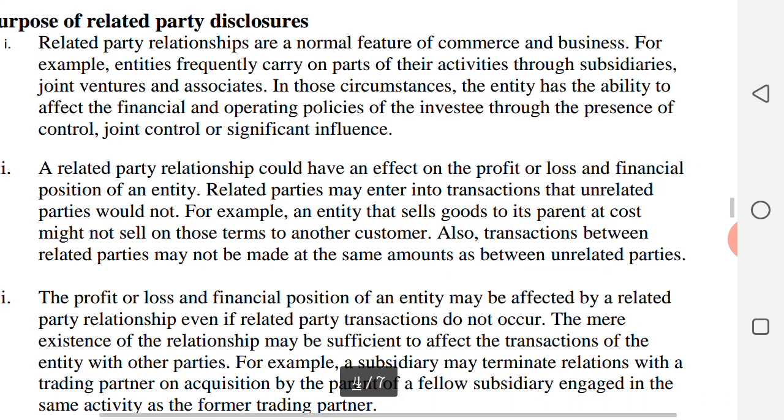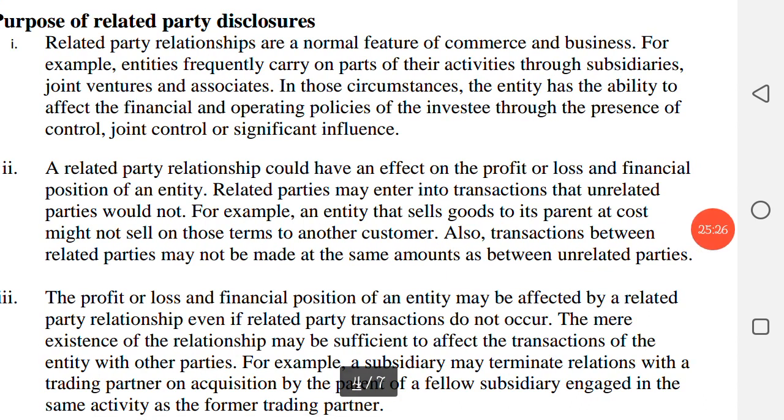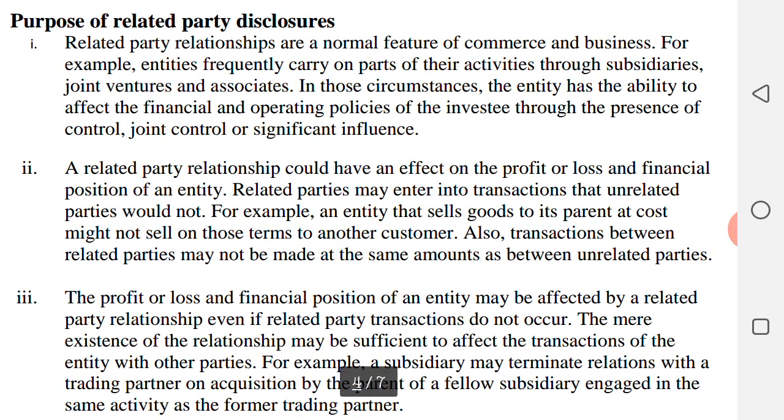So look at the purpose of related party disclosure. Looking at the purpose of related party disclosure, this purpose is also from the objective of the standard. So if they ask us the purpose, the reason for related party disclosure, is this objective of the standard or is part of the scope of the standard?